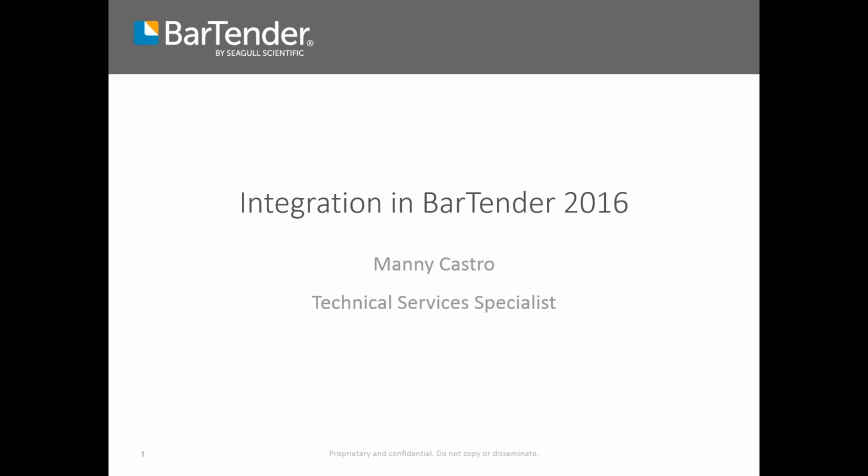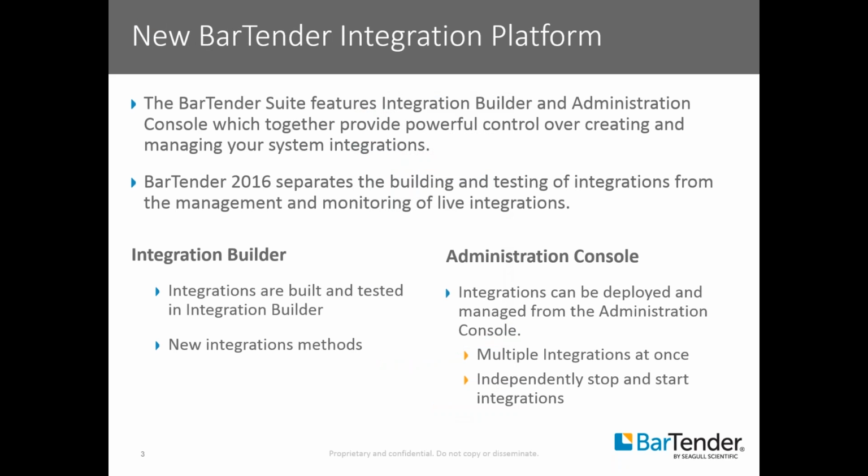Before we dive into the UI, I did want to go ahead and explain how integration works, or at least the principle, in BarTender 2016, and we'll do that with a few slides. In BarTender 2016, there are two components you will use when creating an integration and sending it into production. In the integration builder, you will build and test your integrations. Once fully tested, you will deploy and administer those integrations, and that's going to be in the administration console. Here, all your integrations will be visible, and you can be running multiple integrations all at once, and you can independently manipulate those.